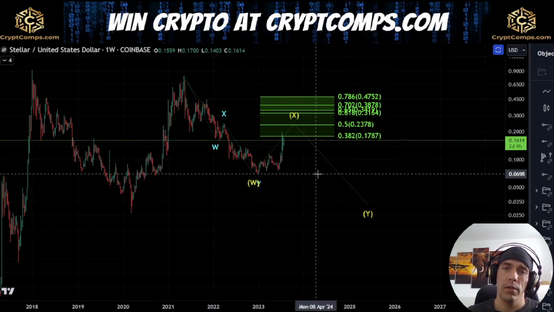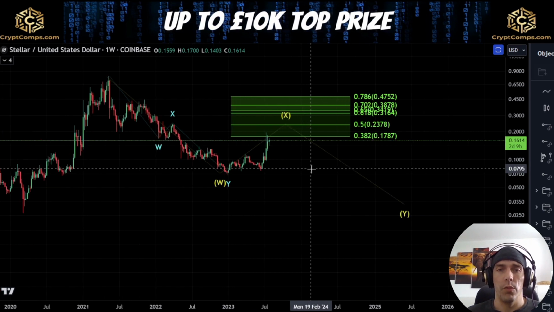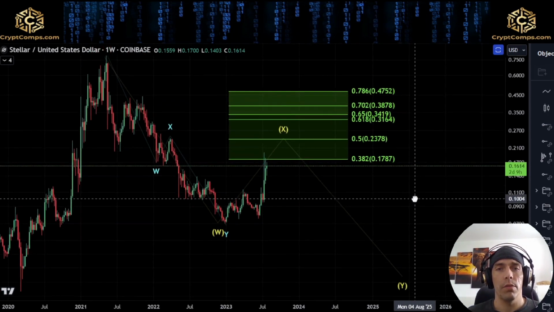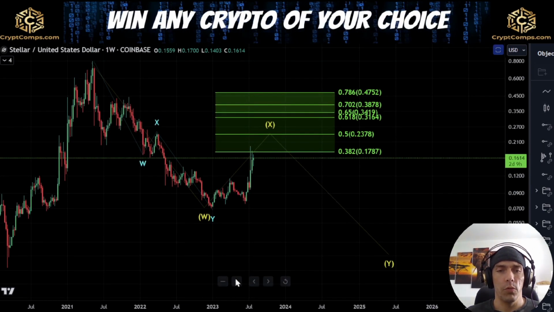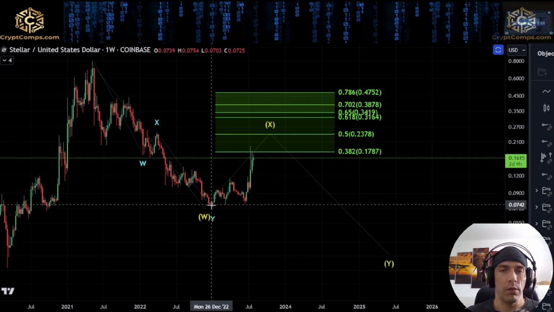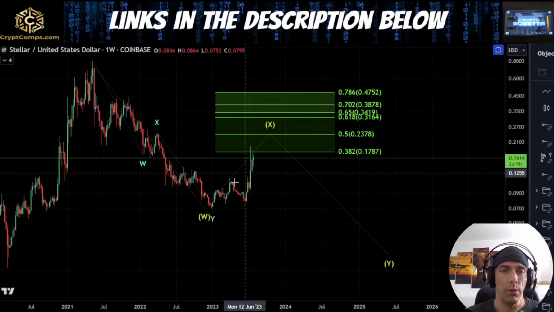If this is the case here, effectively what we could be setting up for is another 3-wave move to the upside for this X wave. Now, if we are looking at this as an X wave here, what we are looking at is a possible rejection area. So this is an area that we typically look to reject from if we form an X wave, would be between the 786 and the 0.382.